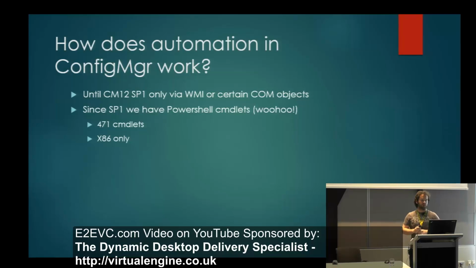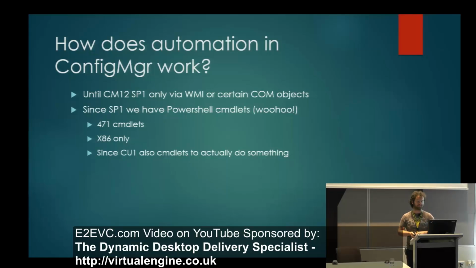Since CU1, which just got released a month ago, I think, we actually have commandlets that you can do something with. Before CU1, there were mostly the Get-Type, Get-CMDevice, Get-CMSite, just Get, which was quite nice for querying statuses of devices or your site, for example, to react with Orchestrator on some changes in your site, or just to check if a device is already existing.